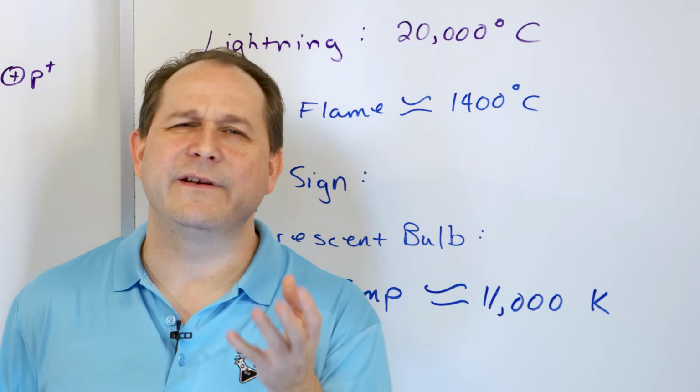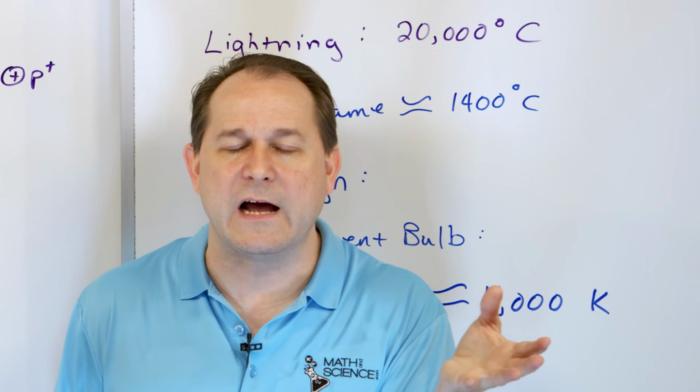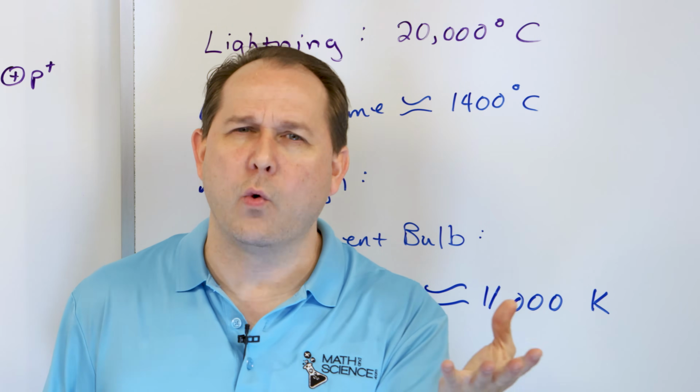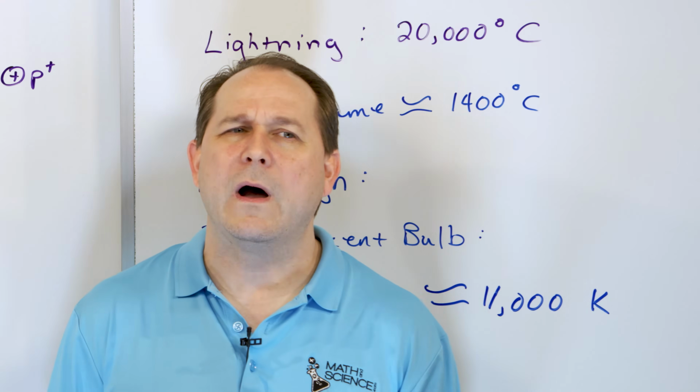So how does that reconcile with the idea? I know you've all seen these fluorescent bulbs or these neon signs. We can touch them. I mean, they're warm, but we can certainly touch them. It doesn't feel like 11,000 degrees. So how can that be?